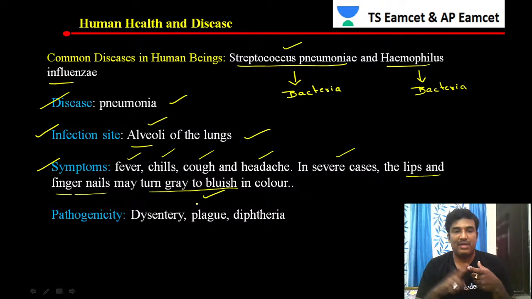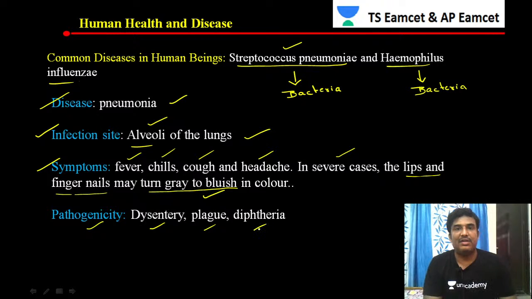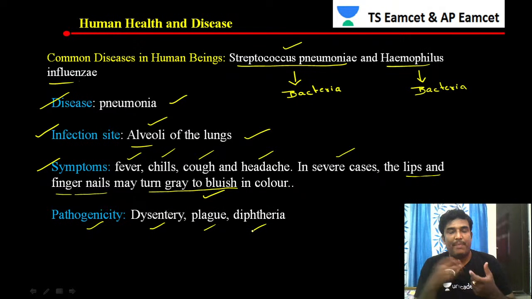Then if you see the pathogenicity, it causes dysentery, it causes plague, it causes diphtheria. These are other associated bacterial infections that may also arise. This is something about Streptococcus pneumoniae.